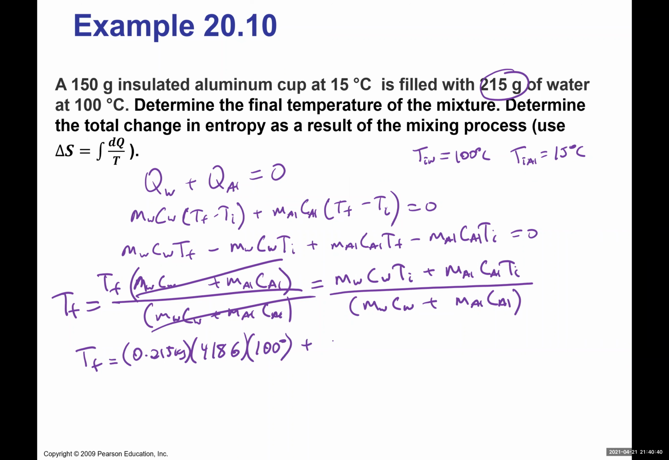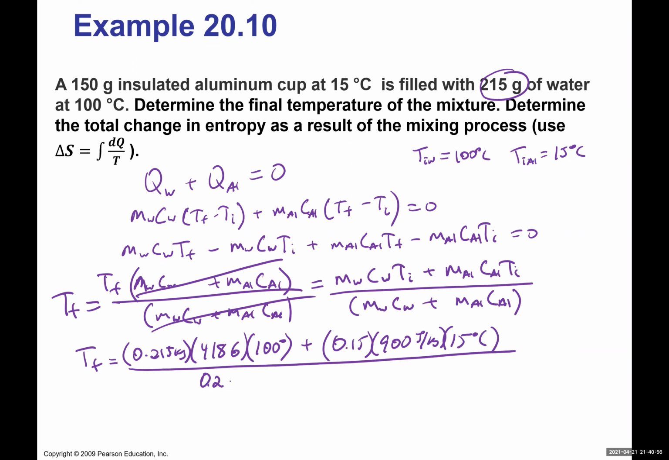then plus the mass of aluminum, 0.15, times 900 joules per kilogram for the specific heat of aluminum, times the initial temperature of 15 degrees Celsius, then divided by 0.215 times 4186, which is the product of mass and specific heat for water, plus the product of mass and specific heat of the aluminum, which is 0.15 times 900. Okay. Plug in everything, calculate, we get 89 degrees Celsius.